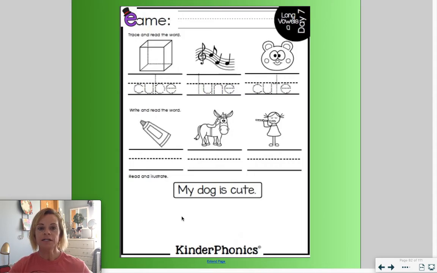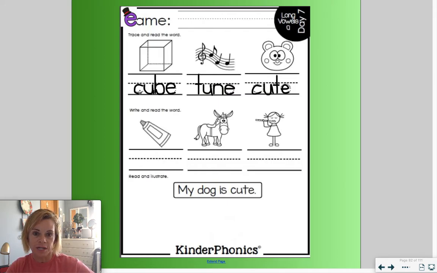All right, we're going to start today by tracing over the words in the top row. Those words say cube, tune, cute. You just wrote a couple of those words on your dry erase board. Go ahead and use your pencil and trace over the letters. If you want to push pause on the video so you have enough time to finish tracing before I move on to the next part, you can do that. And when you're ready to do the words at the bottom, you can push play.